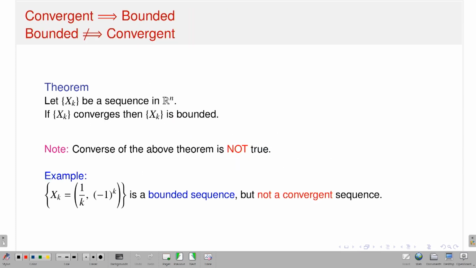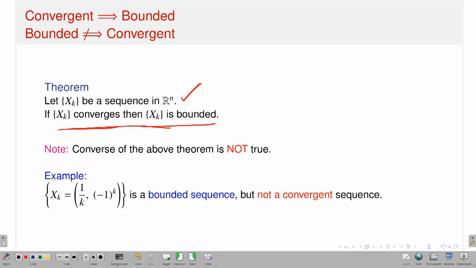Okay. There is one observation I should make: a convergent sequence implies a bounded sequence, but the converse is not true. So, what is the theorem? If I have a sequence xk in Rn, then if xk converges, then xk is bounded, but the converse is not true. Now, how do I prove it?